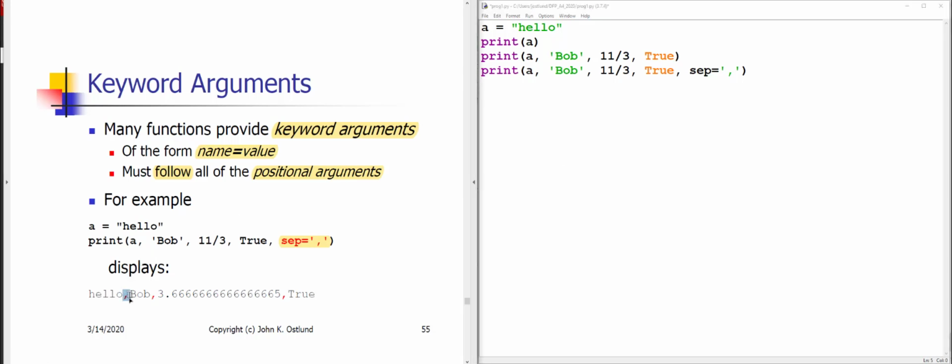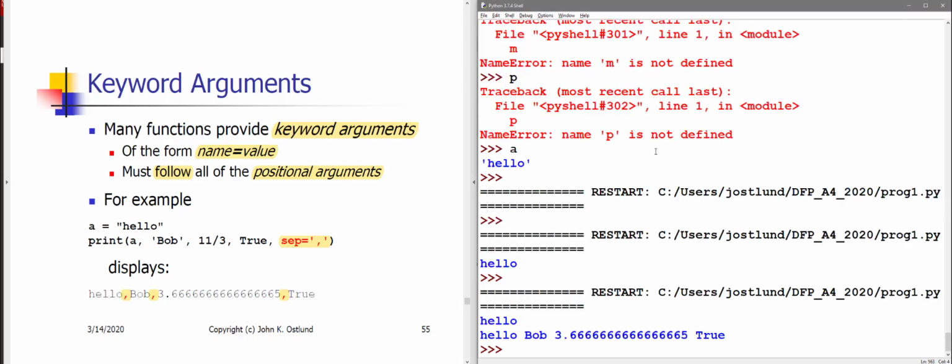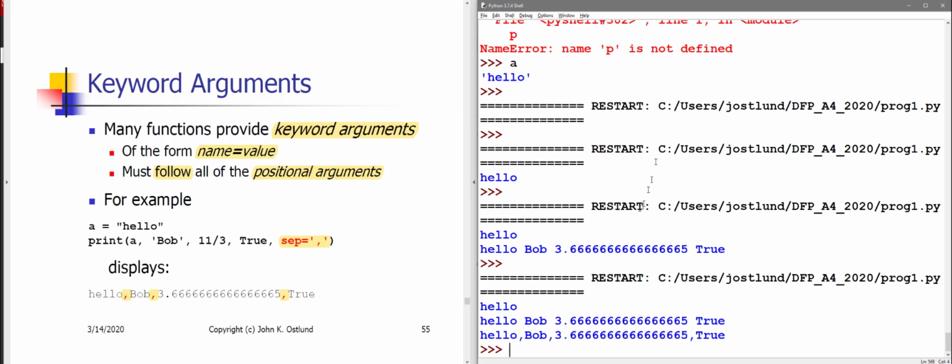So the output should look like what's shown here on the bottom of slide 55. Don't seem to be able to highlight these commas. There we go. Okay, so let's see this thing run. Control S to save and F5 to run. And indeed, there we are. In my third print function call, I have commas being used as the separator between the values.